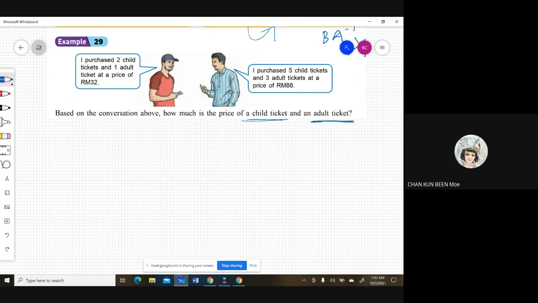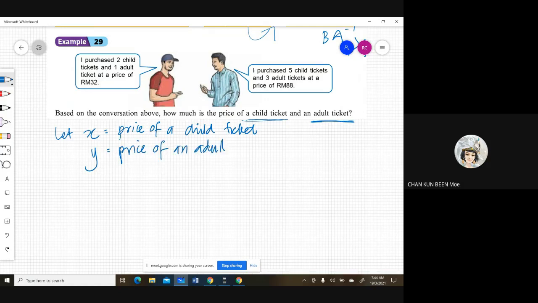So we need to know the price of a child ticket and also an adult ticket. Before that, first thing, what is the unknown? We are not given any unknown, right? So you have to make an assumption. Let x equal to the price of a child ticket, and let y equal to the price of an adult ticket.